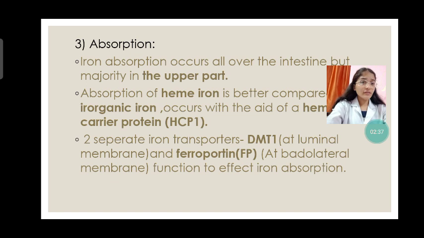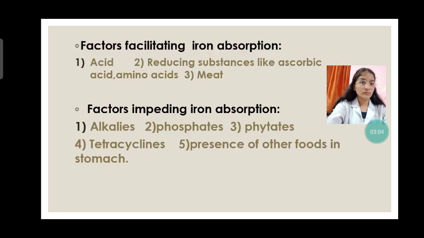Now the dietary iron which we take is in two forms, heme form or inorganic form. Absorption of heme iron is better as compared to inorganic form and it occurs with the help of a protein, that is heme carrier protein, HCP1. Two separate iron transporters, DMT1, the divalent metal iron transporter present at the luminal membrane, and ferroportin present at the basolateral membrane, function to effect iron absorption.